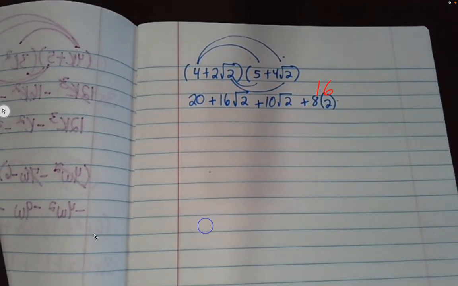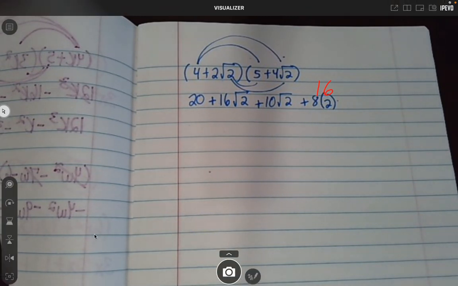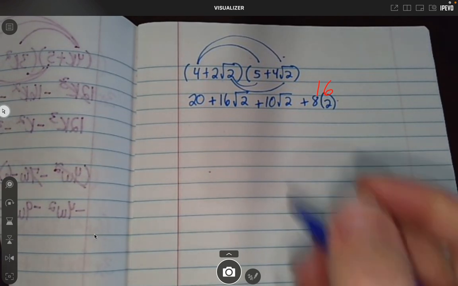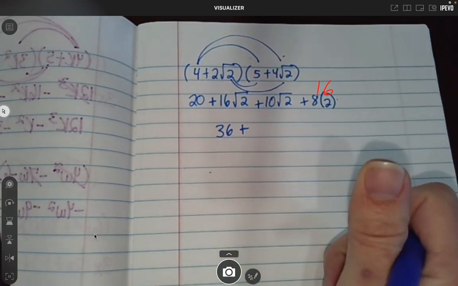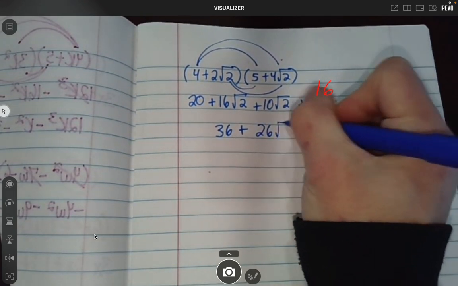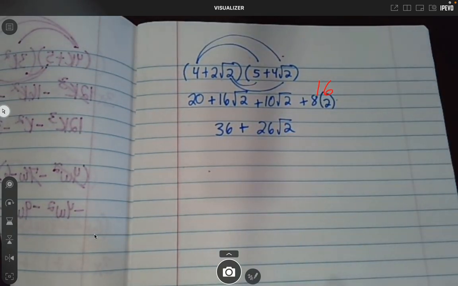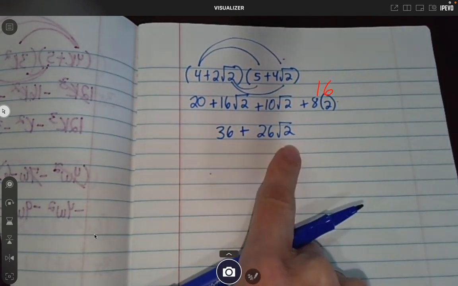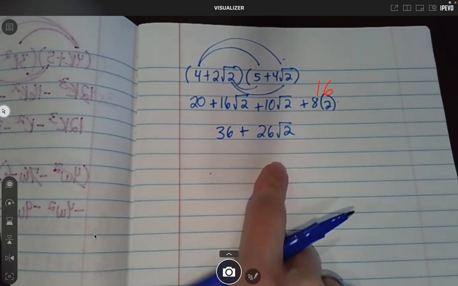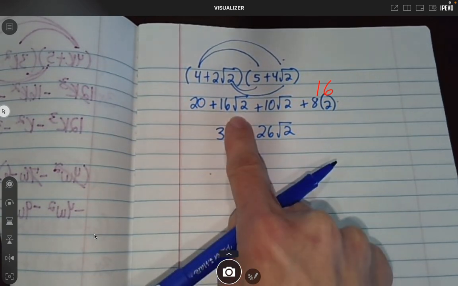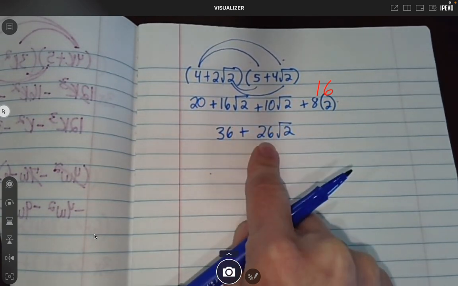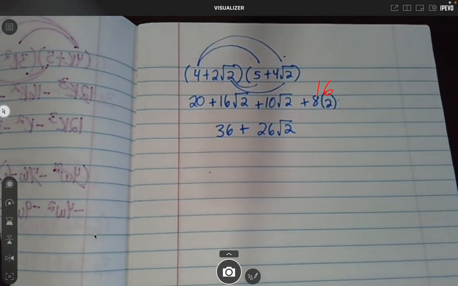It's the same thing. So what is 20 plus 16? I'm going to come write it over here. So I get 36. And then what is 16 plus 10 square root of 2? 26 square root of 2. And that's your answer. And they always do the number first, and the square root second. Okay? 20 plus 16 is the 36. And then the 16 plus 10, you can combine those two, and that's 26.